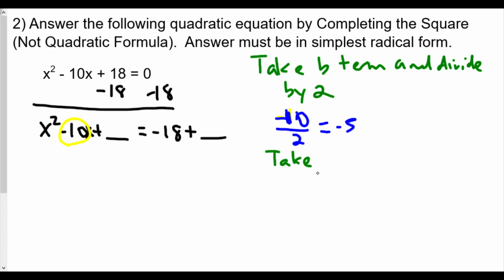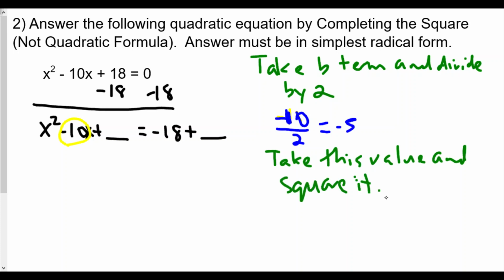And so then after we take the B term divided by 2, take this value and square it. So we're going to take this negative 5 and raise it to the second power. That's 25. This 25 will go into the blank spaces. So now we have our trinomial, which is x squared minus 10x plus 25. That's our perfect square trinomial.